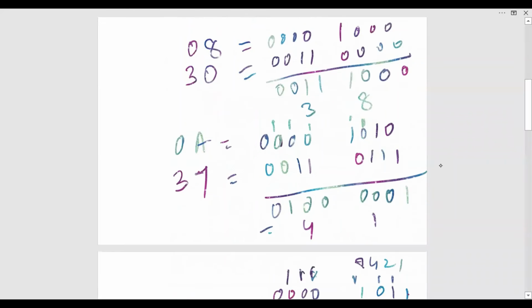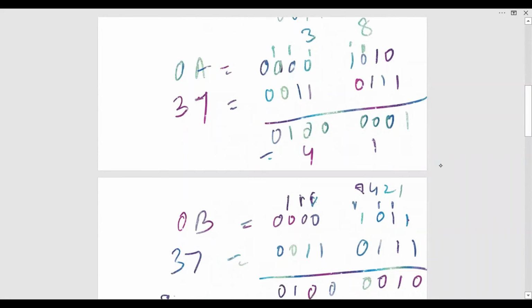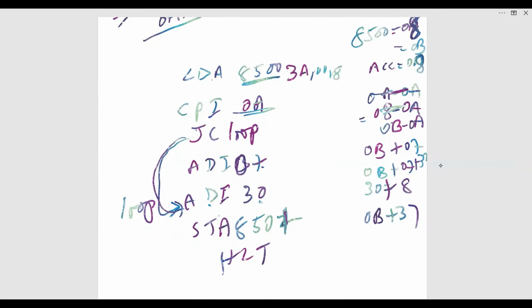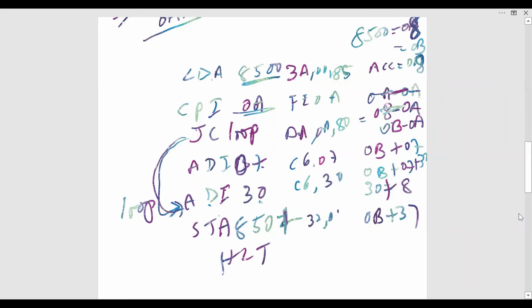So LDA 3A, 0085, right? CPI 0A, FE 0A, JC DA, and the jump will be to this memory location, and that address will be 0A80. ADI, add immediately C607, C630, 32, 01, 85, 76.